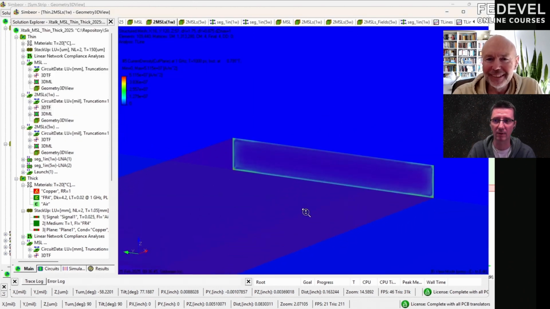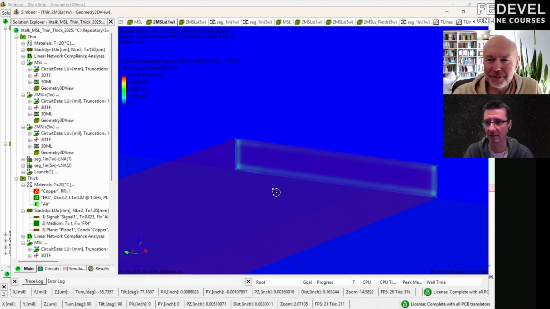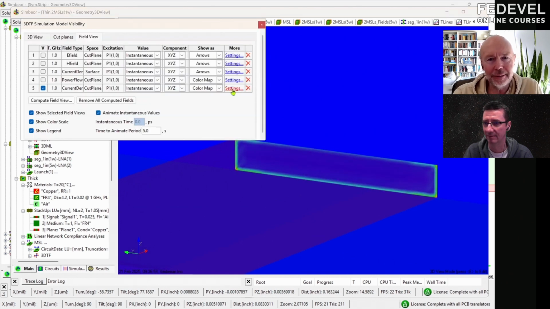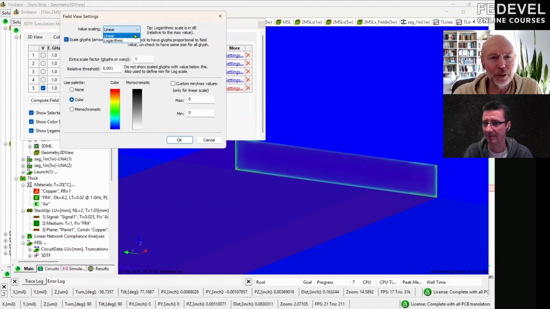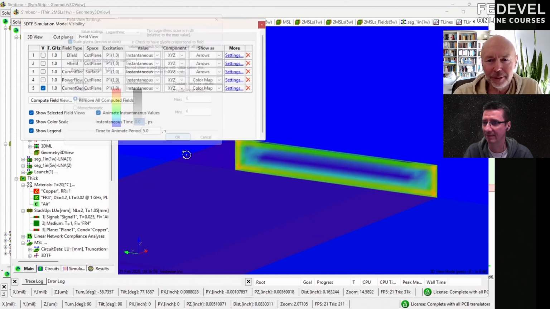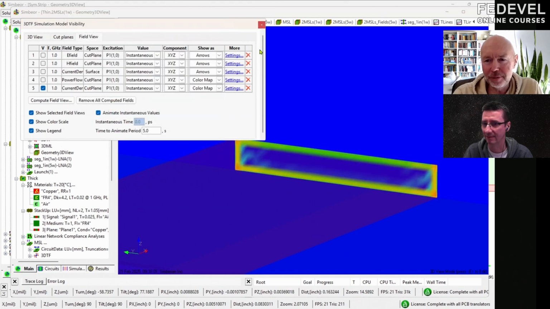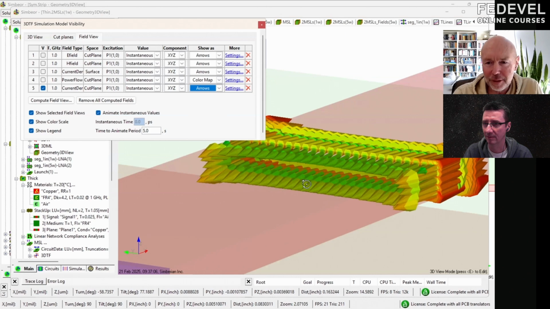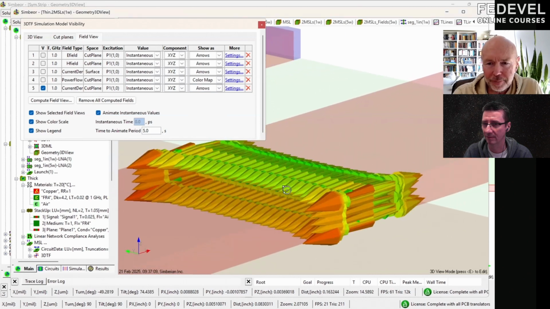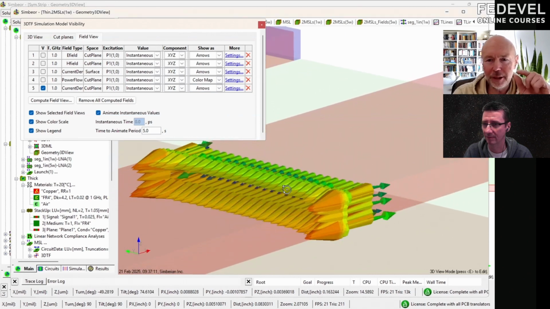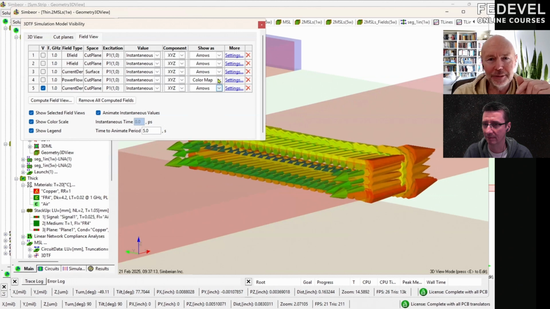It means there are no currents flowing inside of the track. Yes, blue is no current. Let's just switch back to logarithmic scale and see how it looks. Yeah, on logarithmic scale it looks like this. There are some artifacts maybe in the color map, but if you switch to arrows, it's a very thin layer in this case.